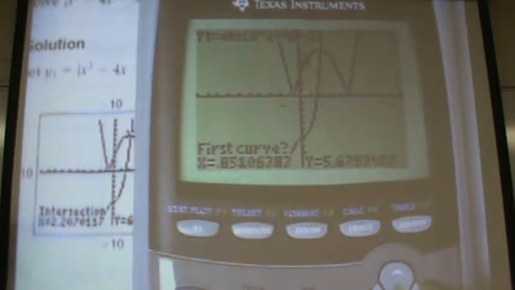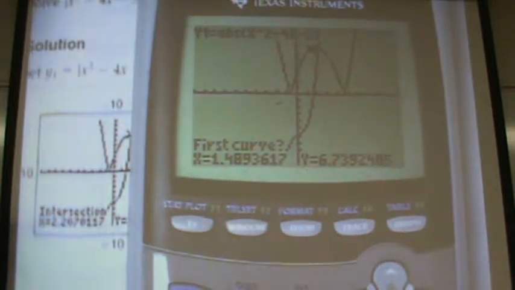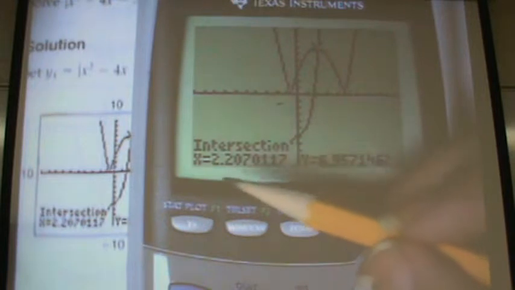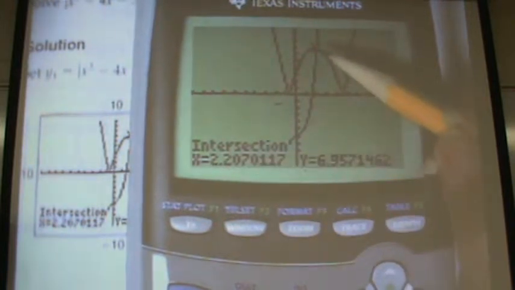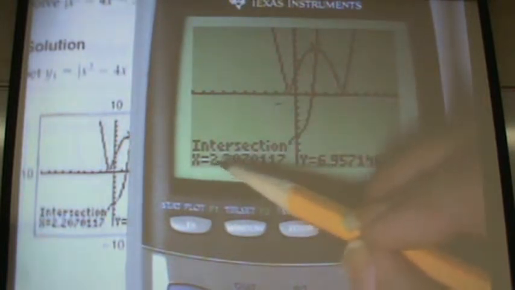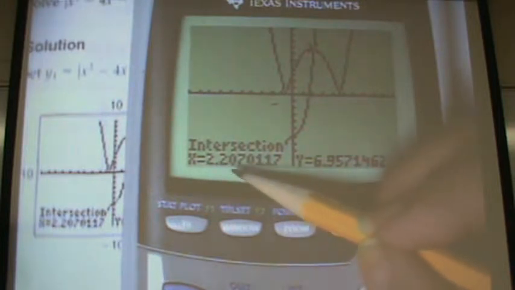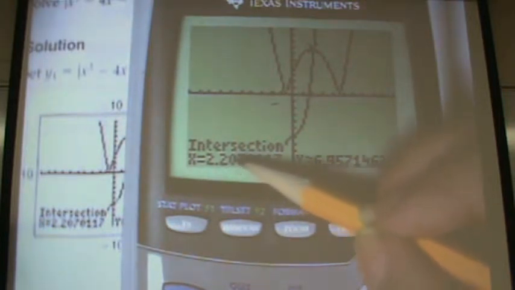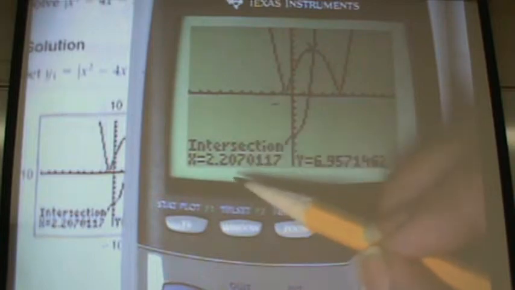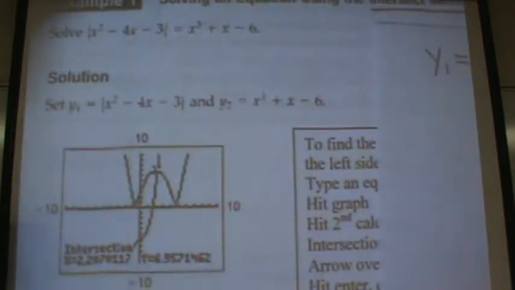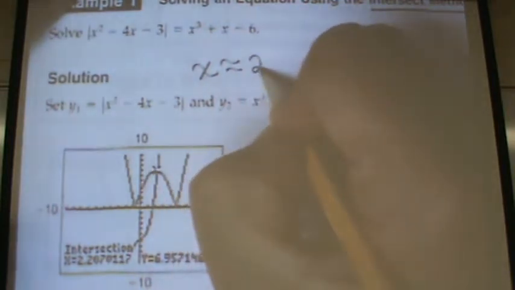So I want you to trace as close as you can to where that is intersecting, and then hit enter 3 times at the bottom. Enter, enter, enter. What will pop up is the x value where these two intersect. So in other words, 2.2, and it's a bunch of other numbers, but I'm just going to chop it off right there at 2.2. 2.2 is approximately the answer.